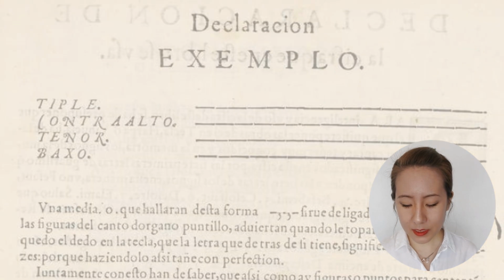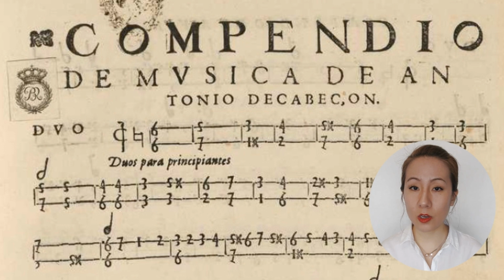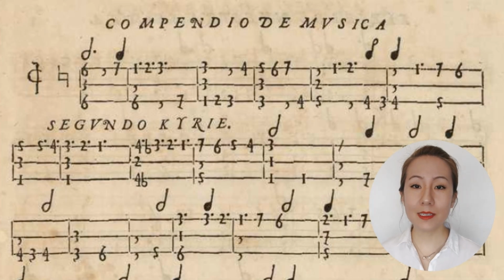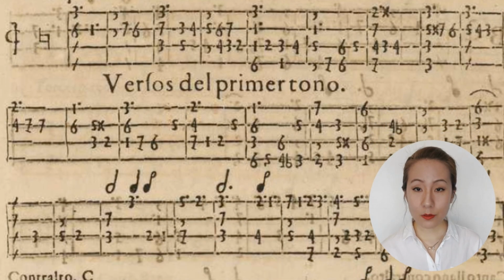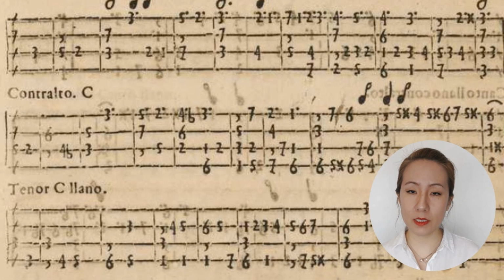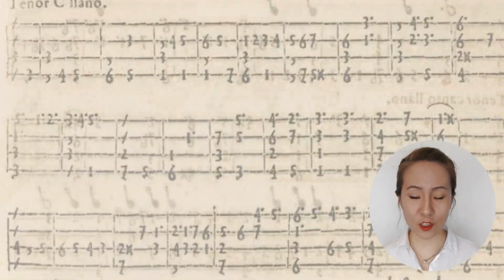So now what you see is a piece from Obras de Música in 2 voices. And now you see 3 voices, and then 4 voices. So this publication progresses in this increasing number of voices, as well as in increasing difficulty, which makes it very pedagogical.